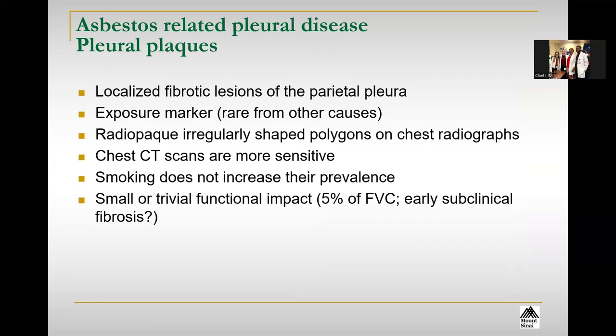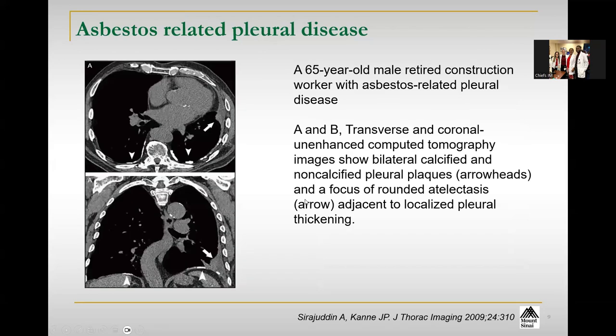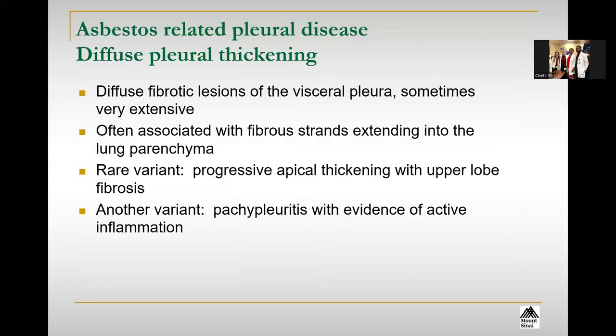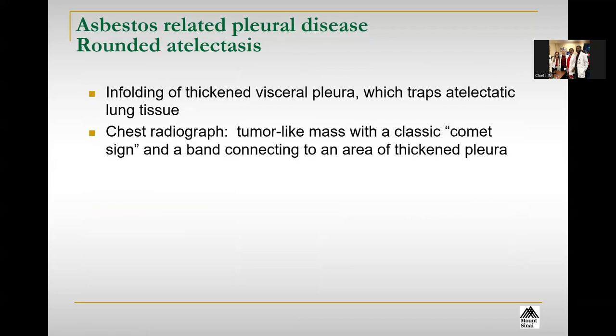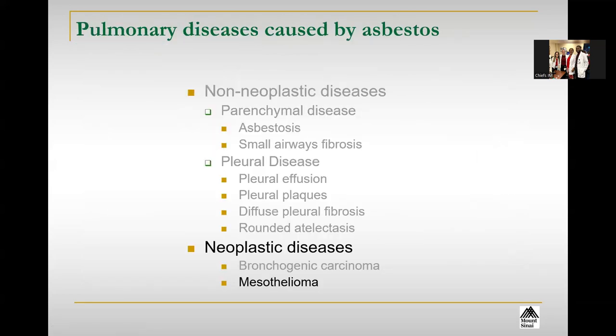And here are other examples, like the CAT scan here. They tend to be very close to the ribs, as you can observe. Can be calcified or not. And when it's diffuse, it's usually the visceral pleura that is affected. And here's a case of rounded atelectasis. It's like a swirl of pleural thickening involving the parenchyma.